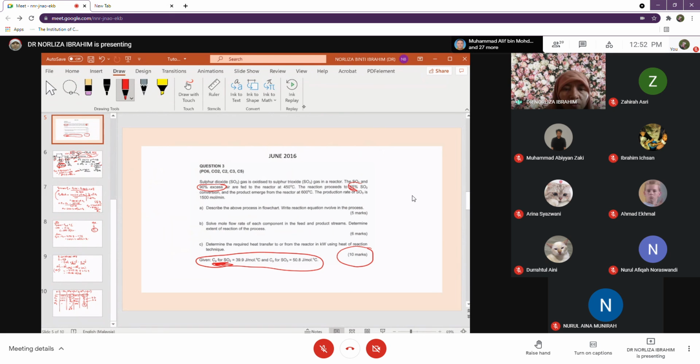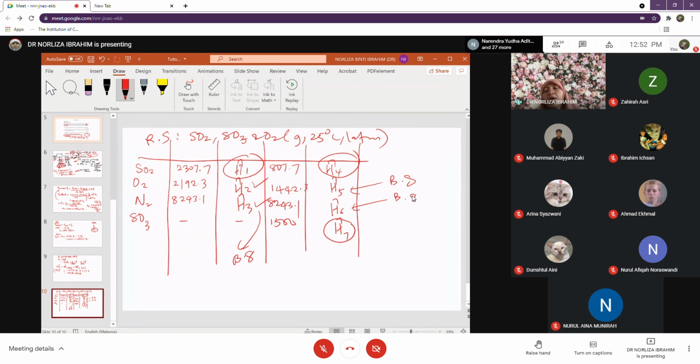So for SO2 you integrate 0.399. Better to convert this to kilojoule per mole degree C, to keep the units consistent. So you can do the rest. The value of Q I will share later. But with the explanation, are you able to get through the solution? Any question?